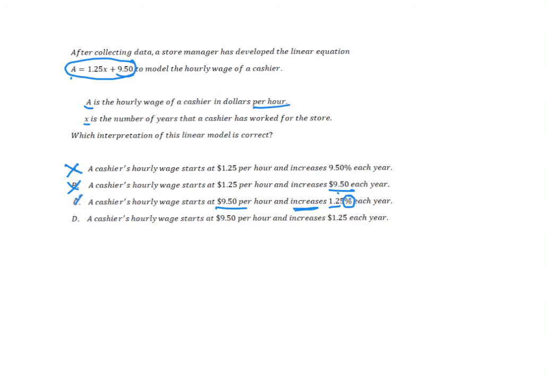So there's no way C will be the correct one, and obviously D will be the correct one because, as you can see here, cashier's hourly wage starts at 9.50. That's the base, the starting salary per hour, and increases 1.25 each year, which is exactly what we have. We don't have decreases, because if the slope, which is 1.25, were negative, we would have decreases of 1.25 each year. Since it's positive, it's gonna be increasing. So D is gonna be the correct one.